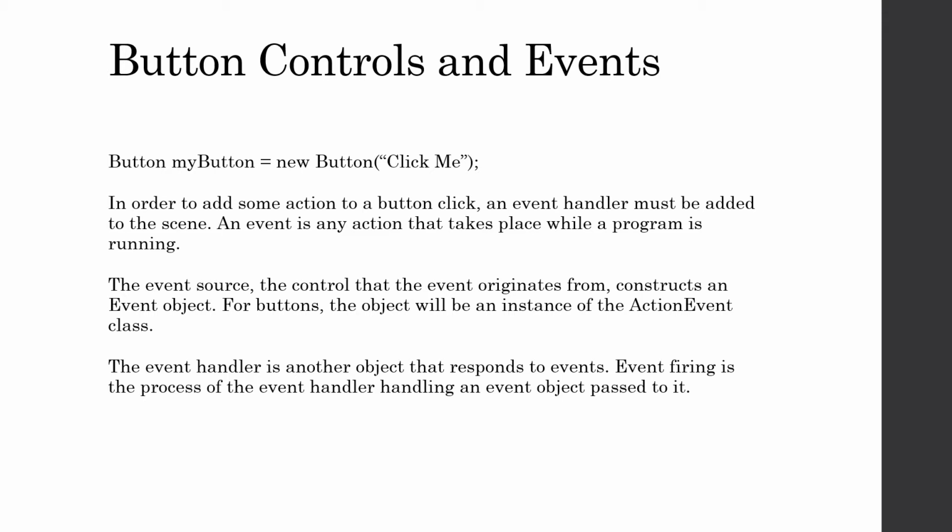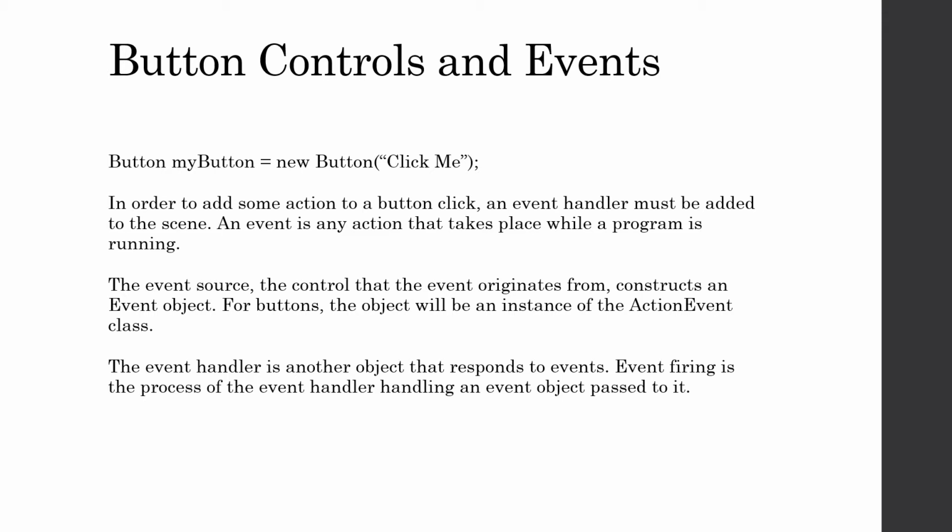So we can see for our event source, that's going to be the control that event originates from. That event source is going to construct an event object. So in addition to our button object, we also have an event object. For buttons, this object is going to be an instance of the action event class. The event handler is going to be another object that responds to those events. And event firing is going to be the process of that event handler handling an event object passed to it.